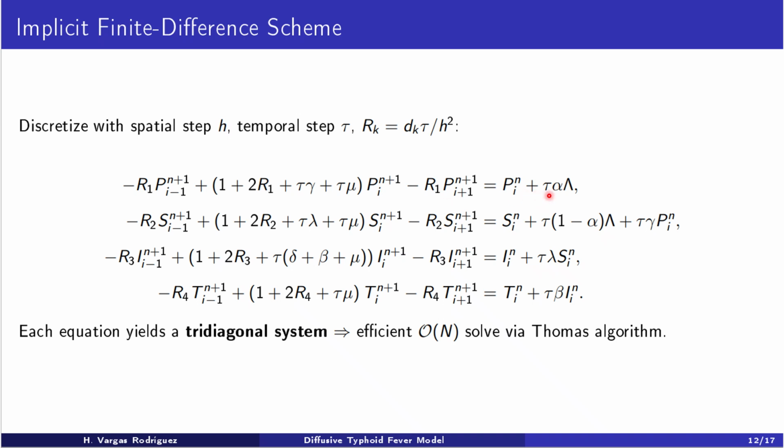The tridiagonal structure is very convenient computationally. Each system can be solved in linear time using the Thomas algorithm, making the overall scheme efficient even for fine discretizations. The implicit nature of the scheme is deliberate. It allows us to achieve unconditional stability, which means we are not restricted by a CFL type condition linking tau and h.